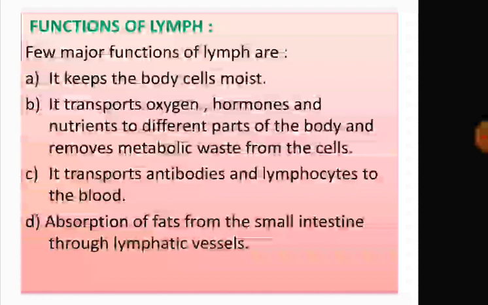Lymph helps to keep the body cells moist. It transports oxygen, hormones and nutrients to different parts of the body and removes metabolic waste from the cells. It helps to drain away excess tissue fluid and returns proteins to the blood from the tissue spaces. It helps in the absorption of fats from the small intestine. It also supplies nutrition and oxygen to those parts where blood cannot reach.